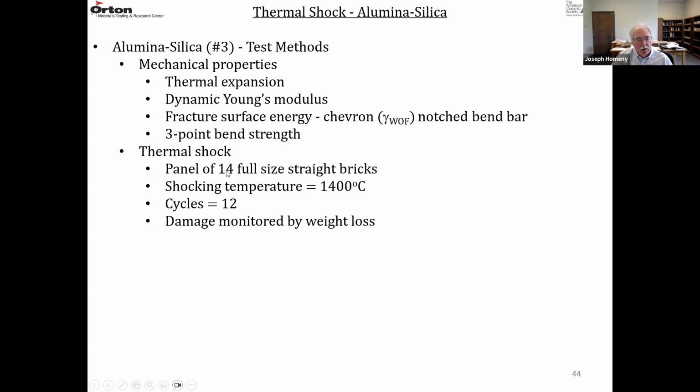So you have a large panel. You slide it into a furnace wall at 1400 degrees C. You slide it off that wall and you shock it with an airstream. And then while you're doing that, there's another panel that slides into the furnace. And you usually do this for 12 cycles. And then you monitor the weight loss. So if some of the bricks fall off, you weigh it. It's a very simple test. It requires a lot of equipment and it's not easy to run.